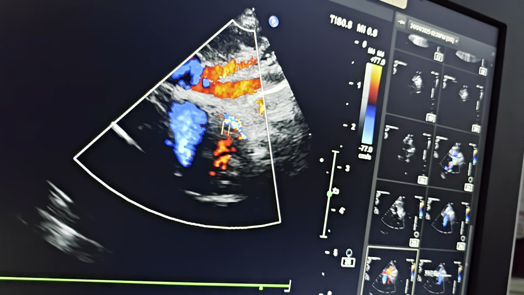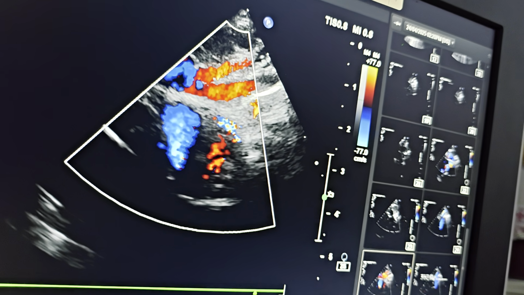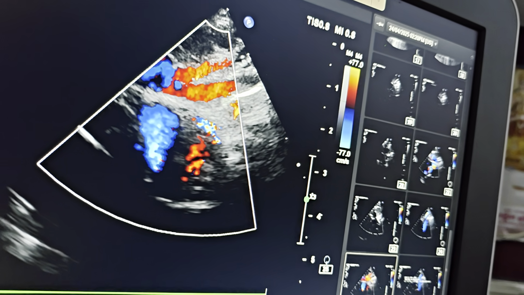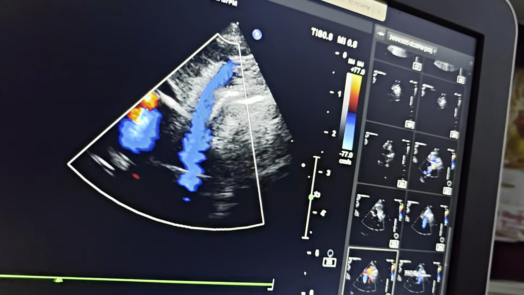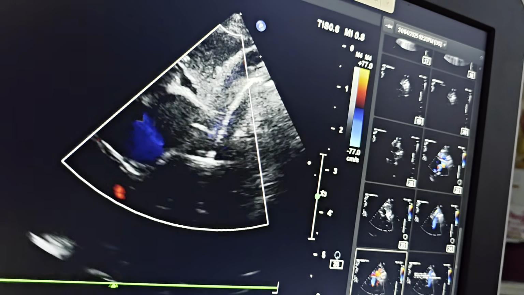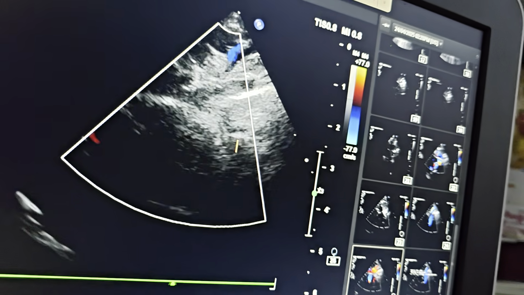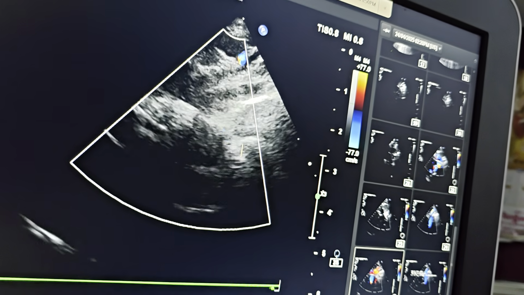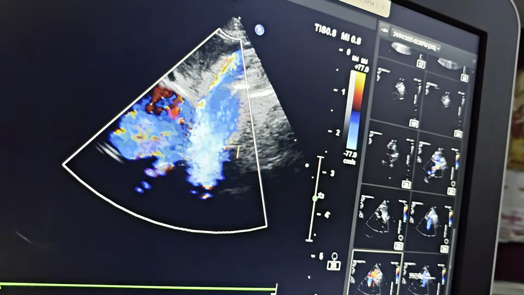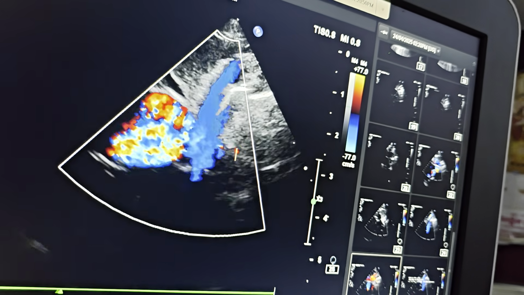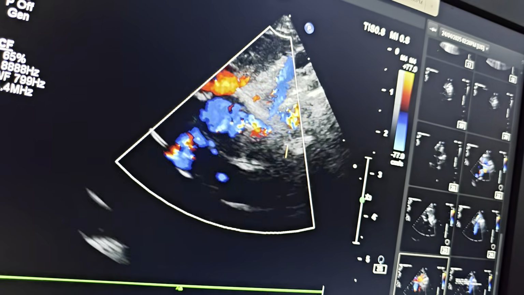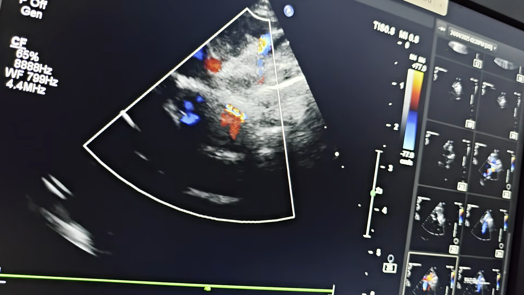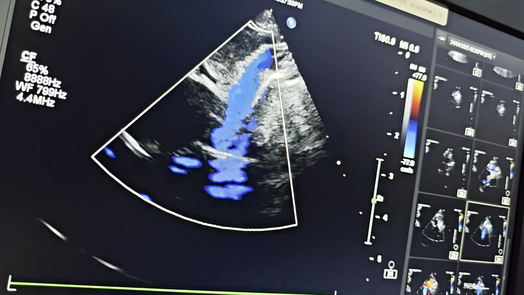A patent ductus arteriosus is a connection between the aorta and pulmonary artery. So ultimately the pulmonary artery is giving supply to the descending aorta. That is the scenario in this case. This is a case of truncus arteriosus, because only one great artery comes out of the ventricles, obviously from both ventricles. So that is the case of truncus arteriosus, with interrupted aortic arch.